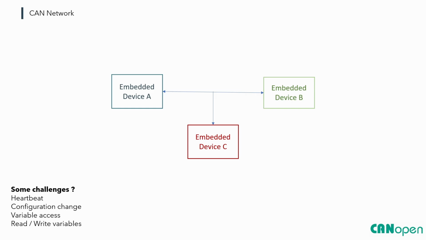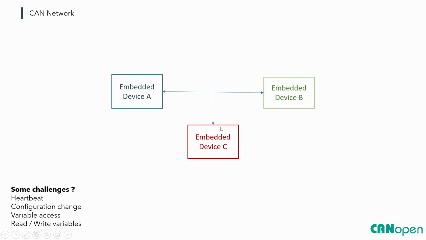Let's talk about another scenario. Let's say device A is working at 125 kilobit per second, and device B is also working at 125 kilobit per second, but device C doesn't know that. It just comes to the network, probably plugged into the network, and then how does it know what the baud rate is?